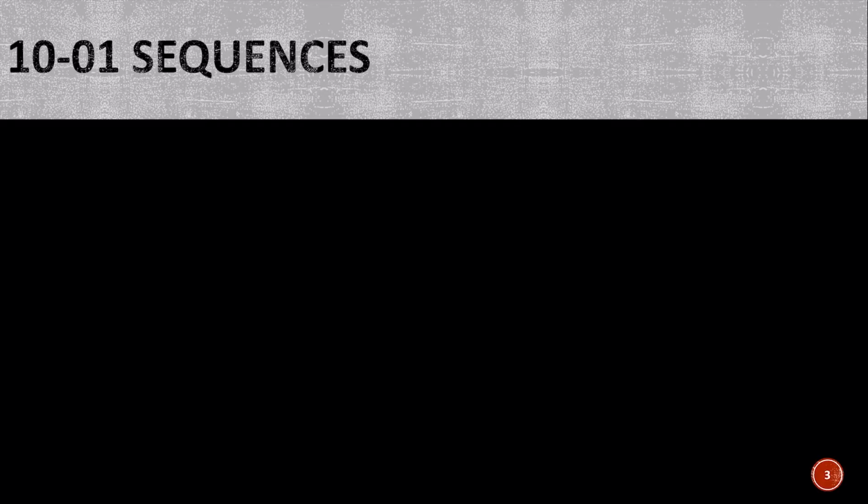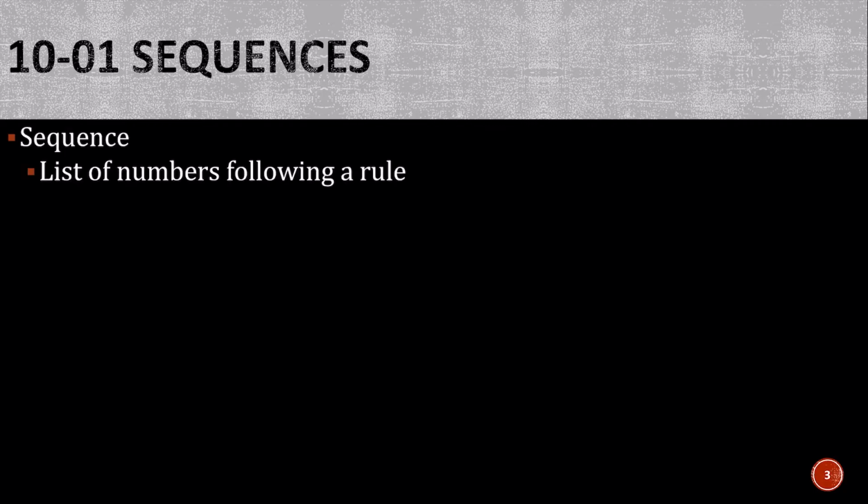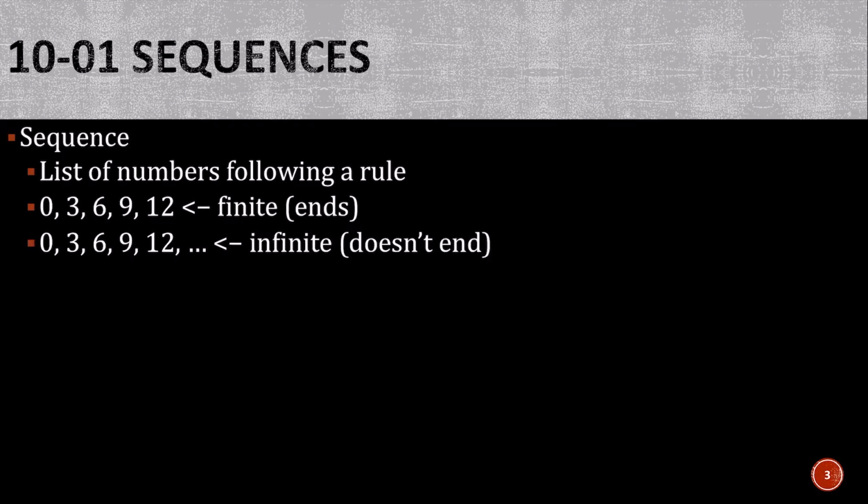Lesson 10.1 Sequences. A sequence is a list of numbers following a rule, such as 3, 6, 9, 12. Keep adding 3 would be the rule. This one is finite because it ends. 0, 3, 6, 9, 12, dot, dot, dot. The dot, dot, dot means it's infinite, doesn't it? It continues forever in that same pattern.